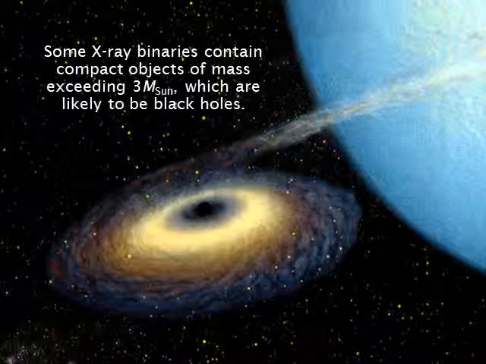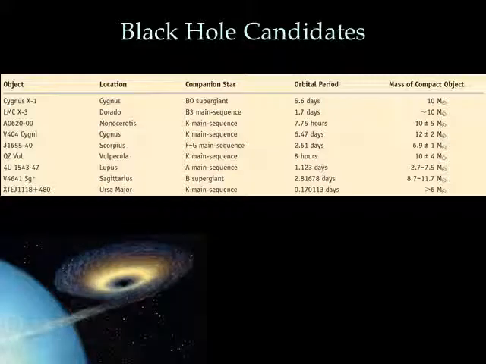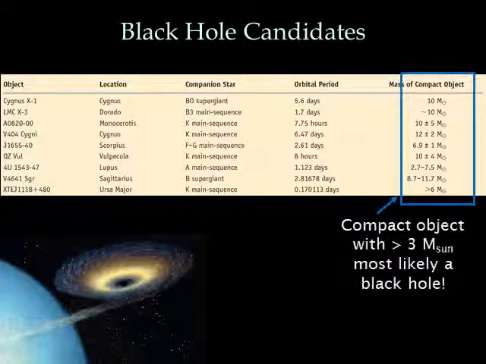Observational evidence for black holes formed by supernovae comes from studies of X-ray binaries. We learned earlier that the accretion disks around neutron stars in close binary systems can emit strong X-ray radiation, making an X-ray binary. Because a black hole has even stronger gravity than a neutron star, a black hole in a close binary system should also be surrounded by a hot X-ray emitting accretion disk. Some X-ray binaries may therefore contain black holes rather than neutron stars. One famous X-ray binary with a likely black hole is in the constellation Cygnus. And here is a table listing some likely black hole candidates.